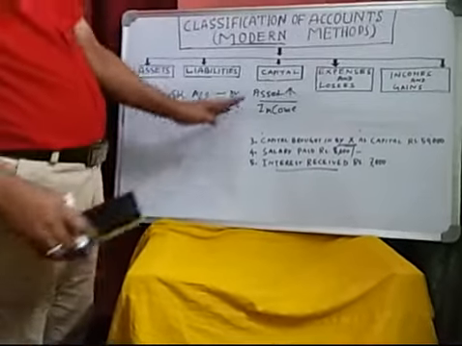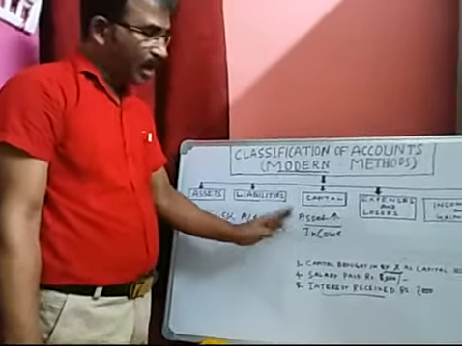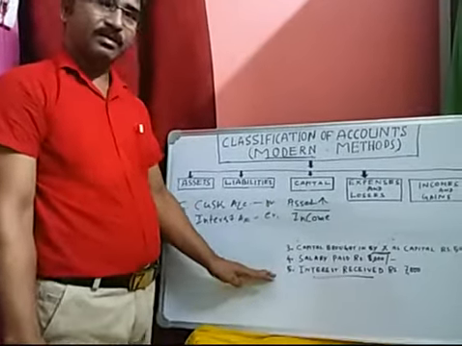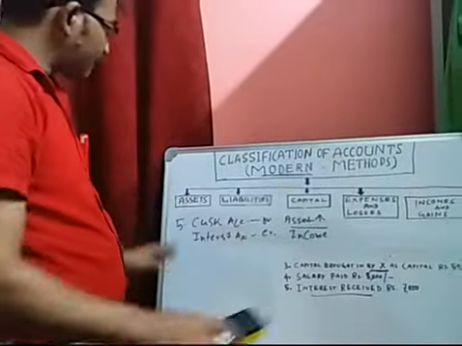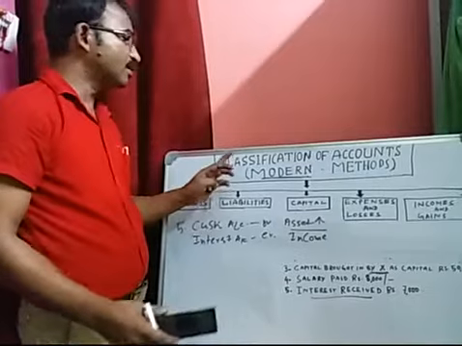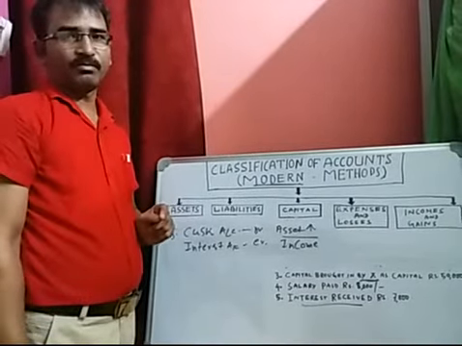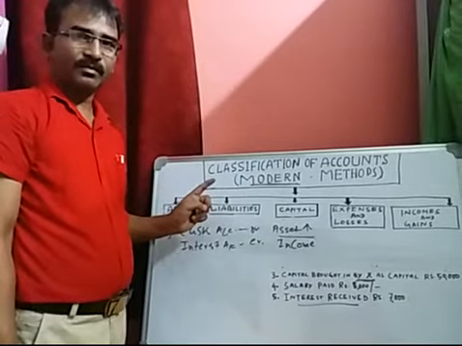So through these 5 examples, I have discussed the debit and credit norms under the modern method of classification of accounts. Clear on this part? Thanks.